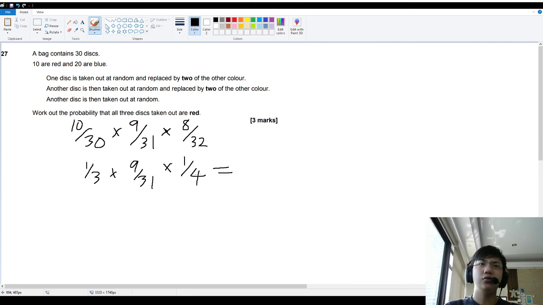And multiplying all these together gives us an answer of 9 over 31 times 12, which is 372. And we can divide the top and bottom by 3. So the answer is 3 over 124, which is the most simplified fraction and hence the answer for this question.